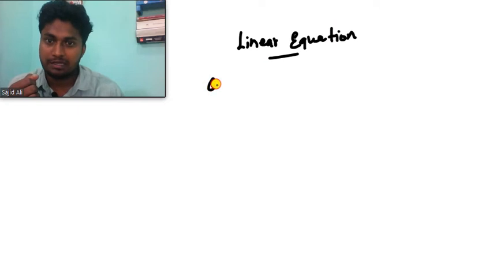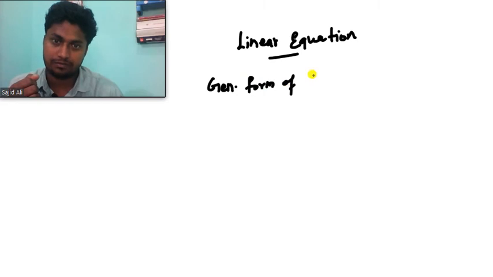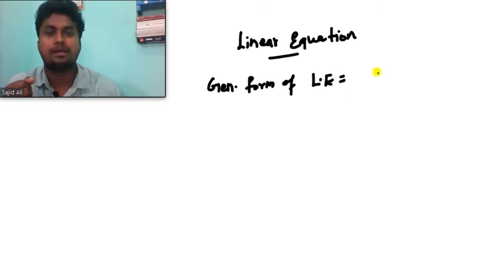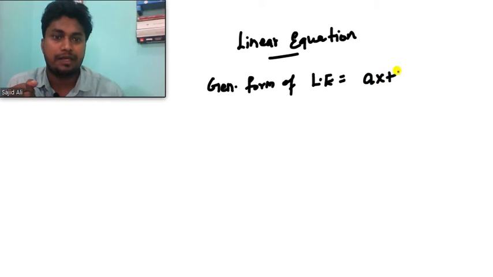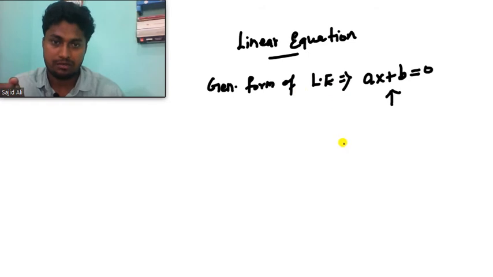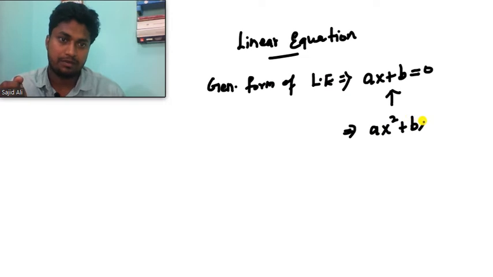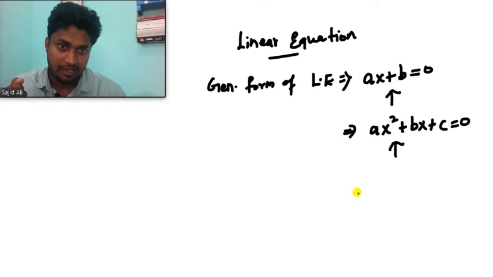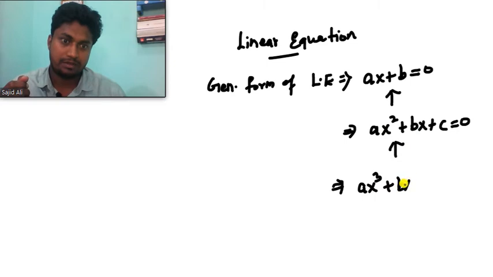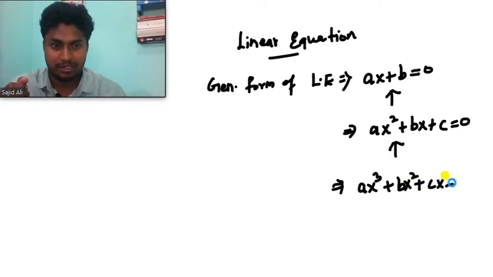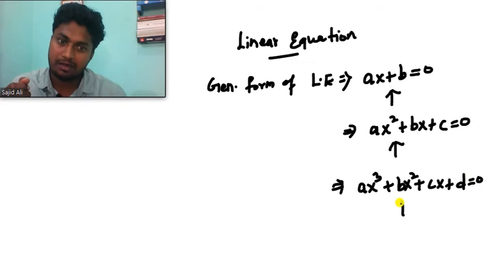So let me give an example. General form of linear equation: ax plus b is equal to 0. This is a linear equation. Ax square plus bx plus c is equal to 0. This is another kind of equation. I will tell you the difference. Now if I write ax cube plus bx square plus cx plus d is equal to 0, this is another kind of equation.